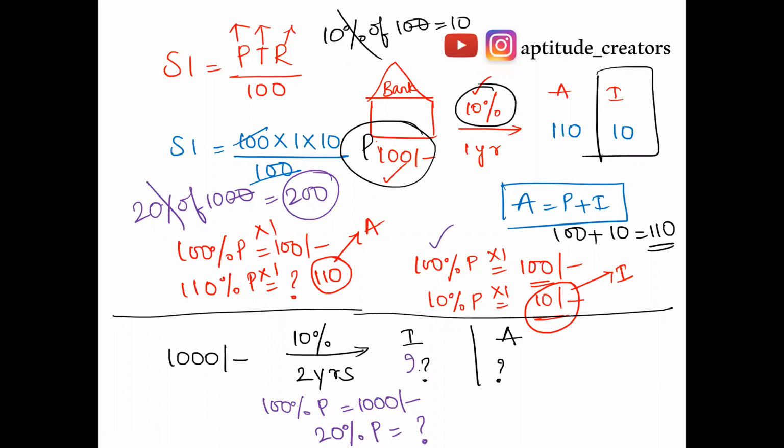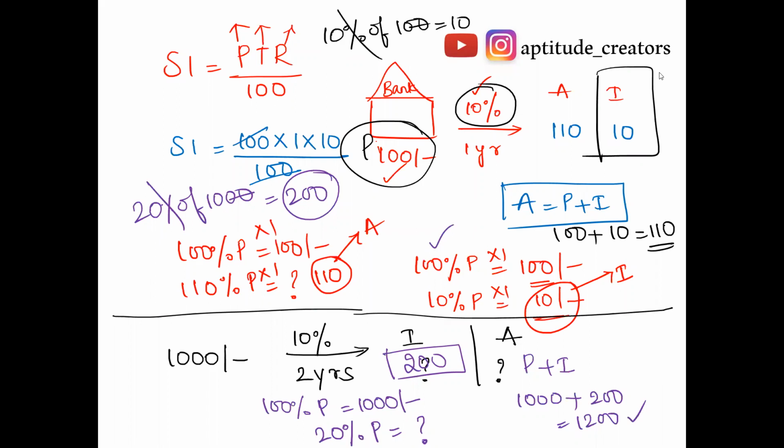If 200 rupees as interest, what is the amount I can expect here? Amount is equals to principal plus interest. Yes, excellent. Now I have deposited 1000 rupees. I'm getting extra 200 rupees. Finally, I'm getting 1200 rupees at the end of 2 years.